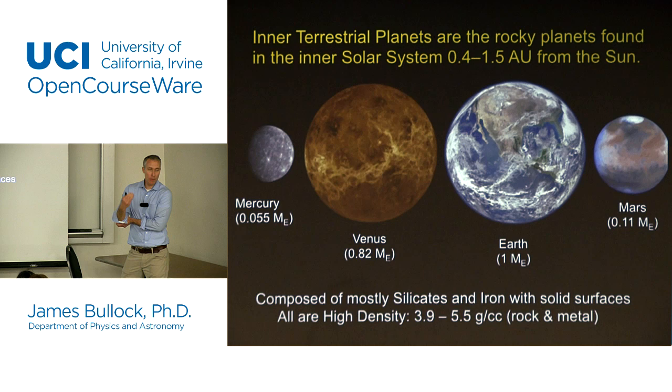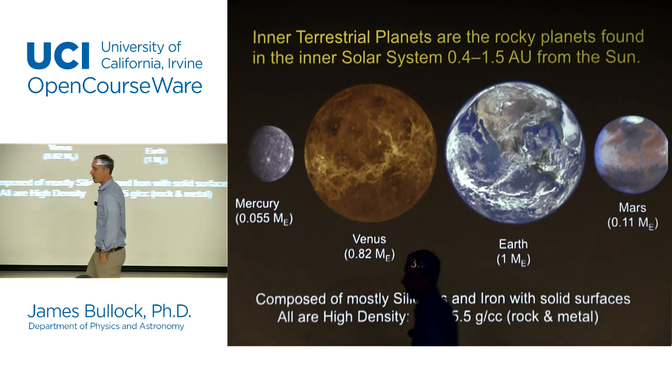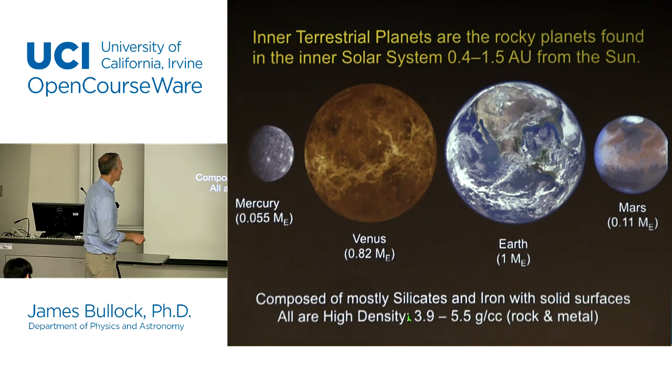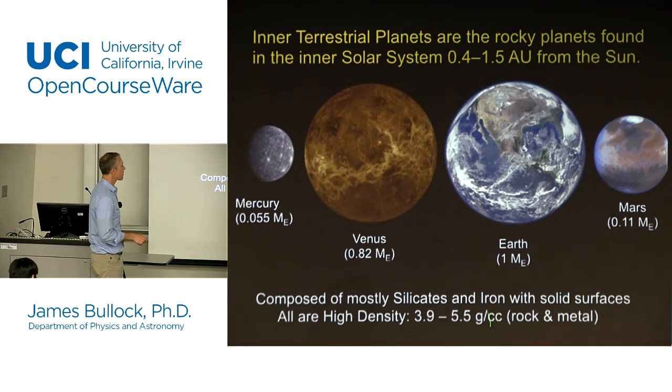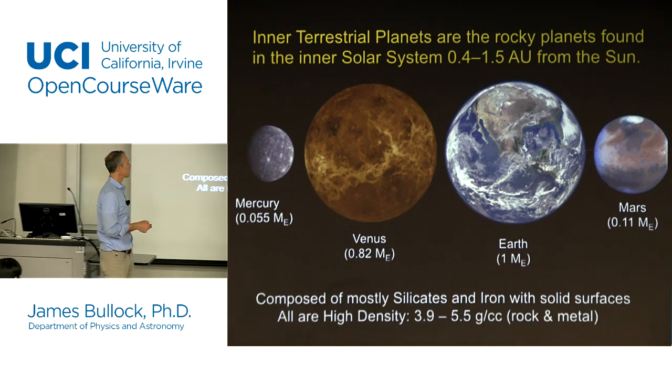These planets are made of mostly silicates. That is, they're made of things out of silicon and iron, and their densities are high. So they're denser than water. They have densities of order 4 grams per cc or 5 grams per cc. Water is 1 gram per cc. So these things are pretty dense, and it's just like rock and metal. So that's what they are.